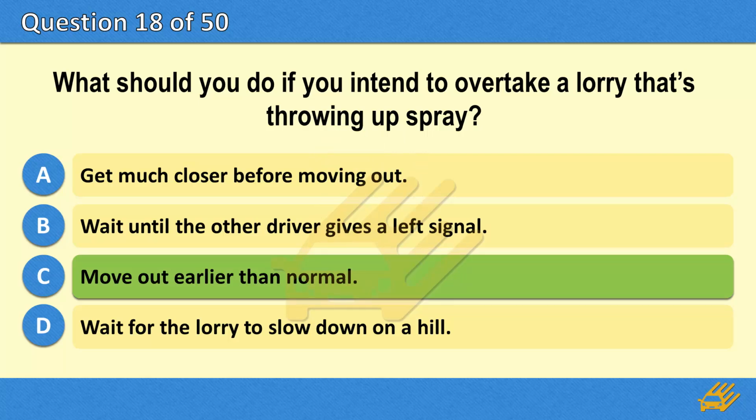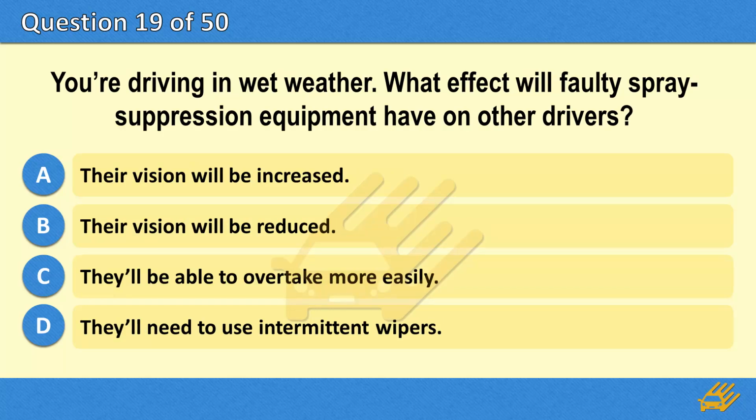The correct answer is C. Move out earlier than normal. You're driving in wet weather. What effect will faulty spray suppression equipment have on other drivers? A. Their vision will be increased. B. Their vision will be reduced. C. They'll be able to overtake more easily. D. They'll need to use intermittent wipers.